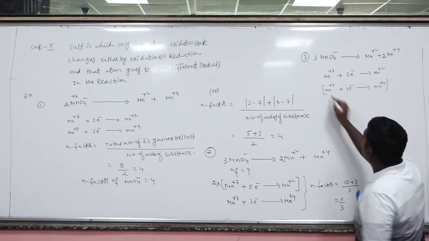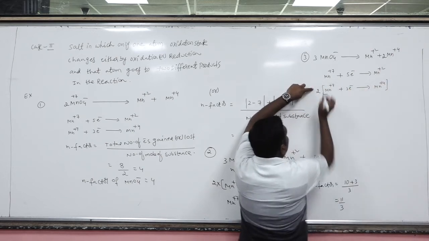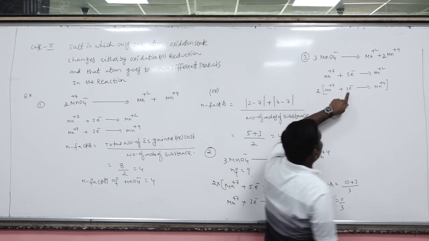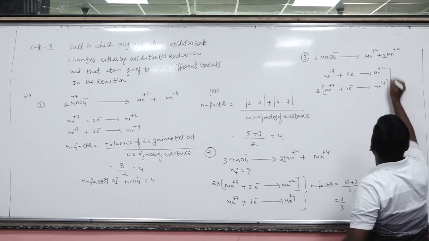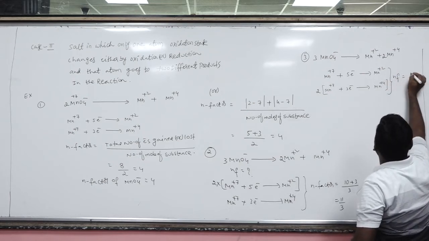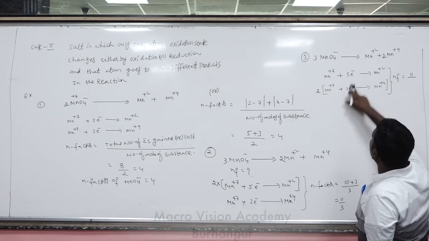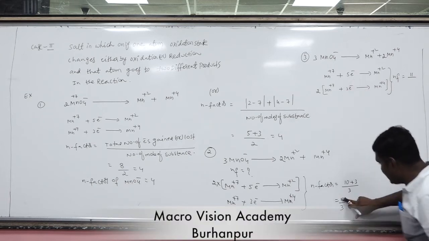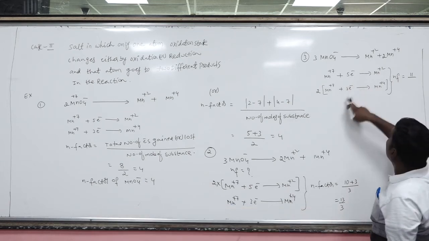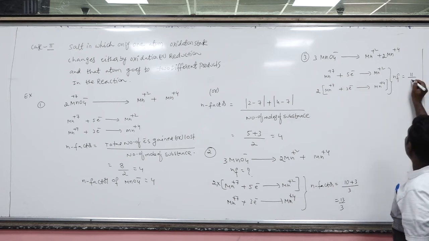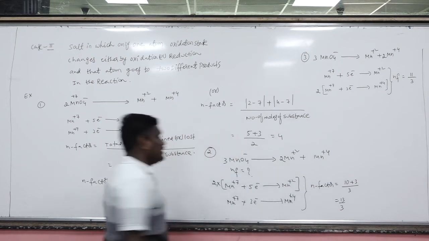Now Mn+4, how many moles? 2. So I am multiplying with 2 on both sides. So 2 into 3, 6 electrons. Here 5 electrons. Total electrons will be what? 11 electrons. So 11 electrons per mole of a species. Here earlier it was 13, 10 plus 3, 13. Now here 5 plus 6, 11 electrons per mole of a species, that is 11 by 3. This is the N factor. This is case 2.